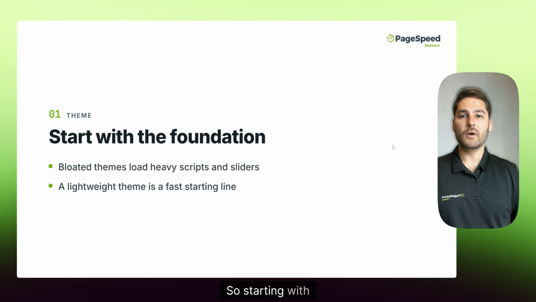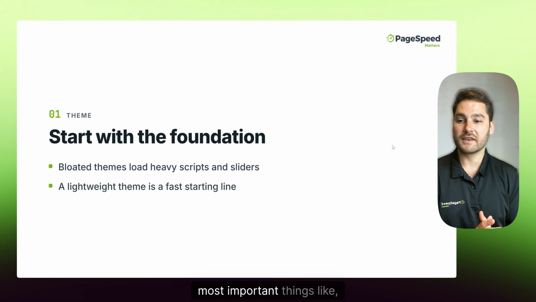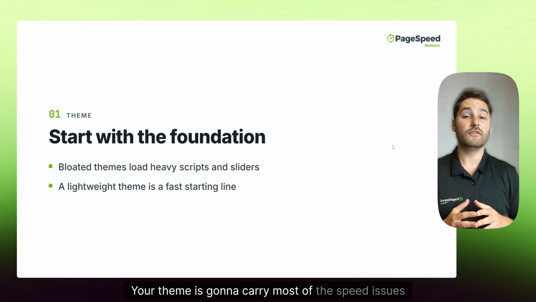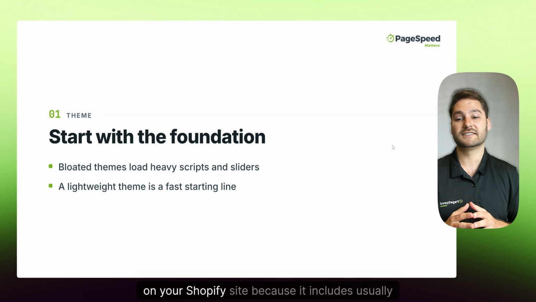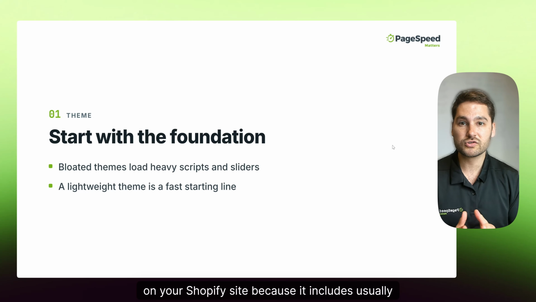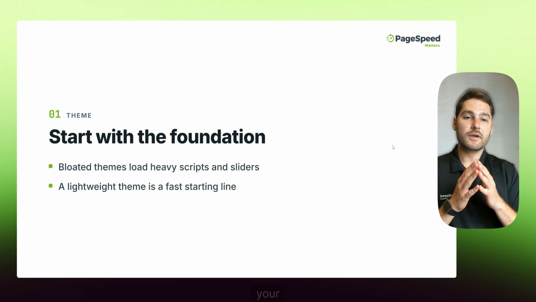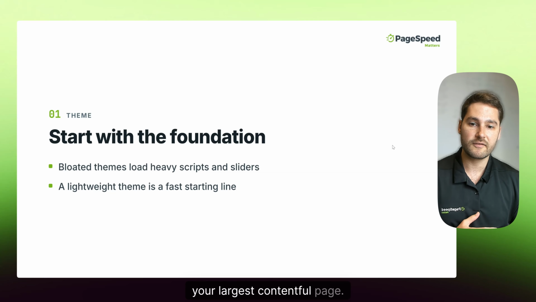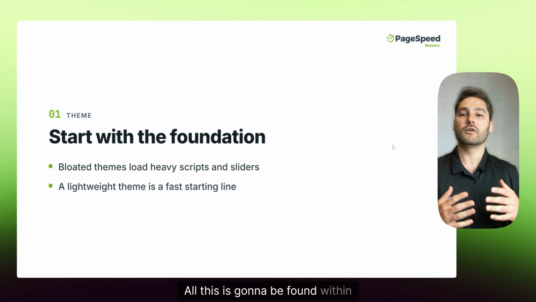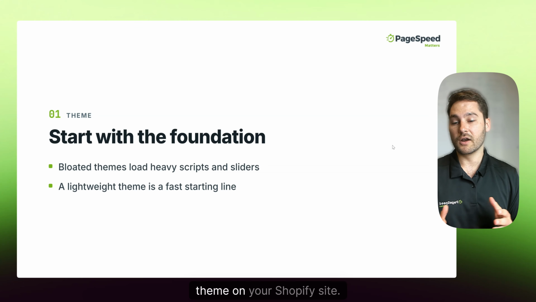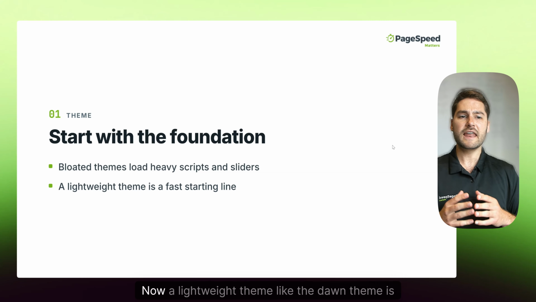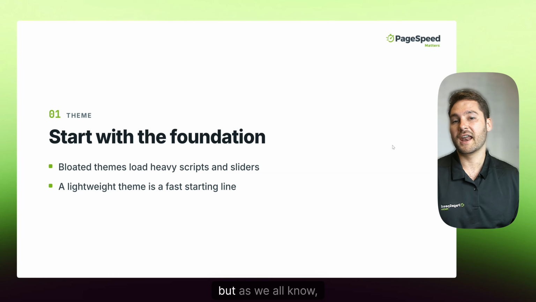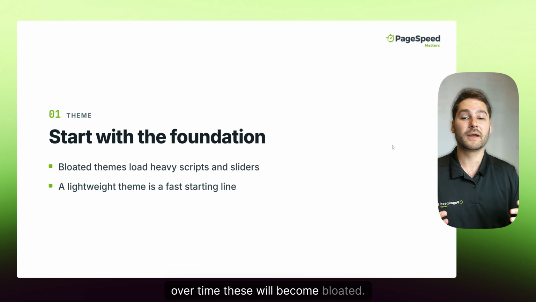So starting with the first most important things, like your theme. Your theme is going to carry most of the speed issues on your Shopify site because it usually includes all of your app scripts, your sliders, your big images, your largest contentful paint. All this is going to be found within your theme on your Shopify site. Now, a lightweight theme like the Dawn theme is great to start out with, but as we all know, over time, these will become loaded.